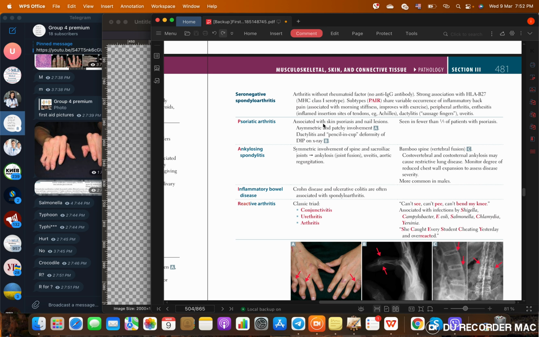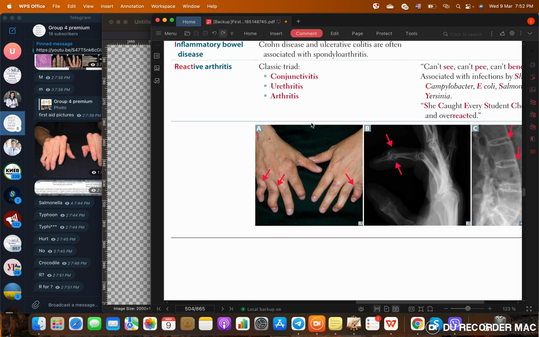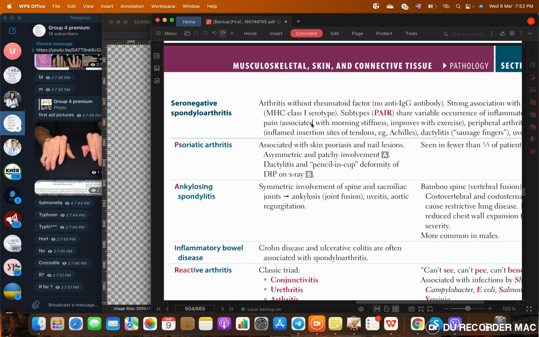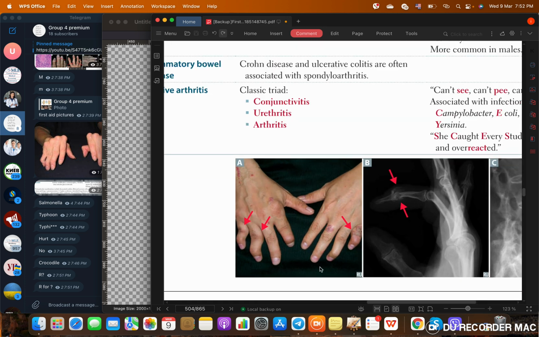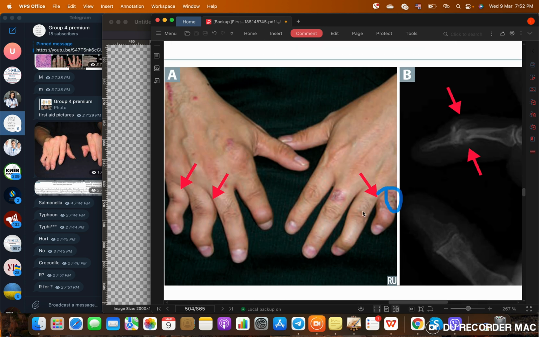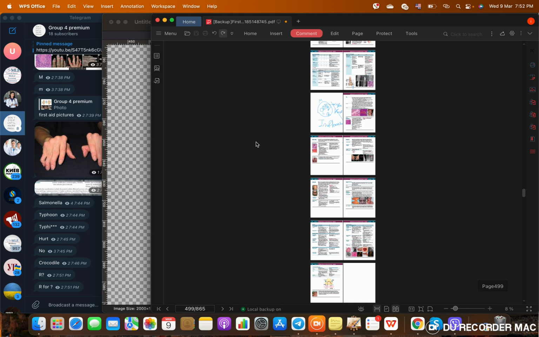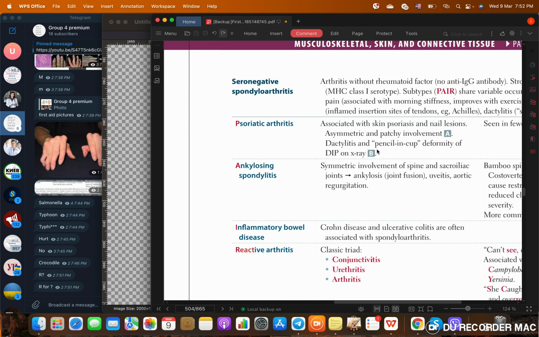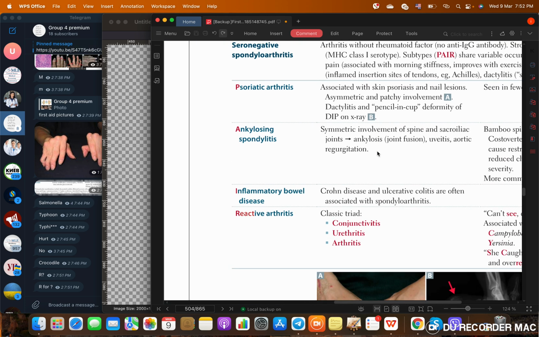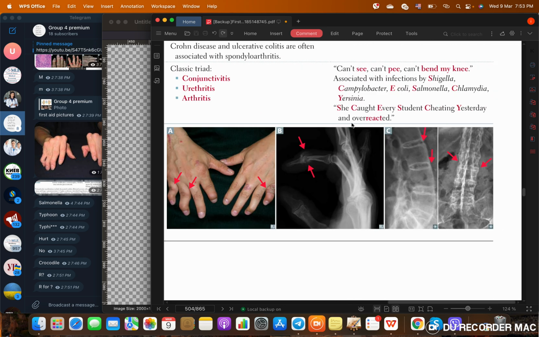Psoriatic arthritis is associated with skin psoriasis and nail lesions. I want you to master the nail lesions. They don't show it here, but I will show it to you. Asymmetric and patchy involvement can occur on the hand. So a little bit of a problem here and there, and at the same time they have inflammation of the joint. So both skin symptoms and joint symptoms, right? Dactylitis can be seen with something known as the pencil-in-cup deformity in the DIP.